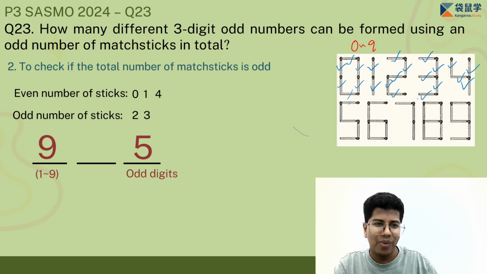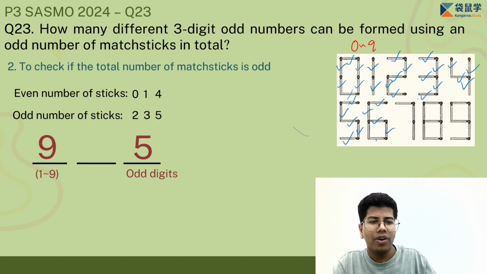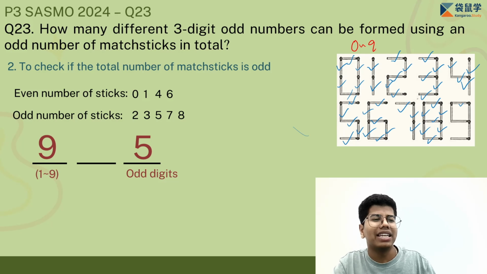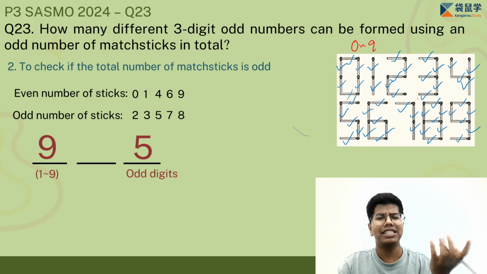Then let's count the next one. 1, 2, 3, 4, 5. Oh, 5 is just an odd number. So let's place 5 at odd. Then let's count for 6. 1, 2, 3, 4, 5 and 6. So even number of matchsticks. Now 7: 1, 2 and 3. Odd number of matchsticks. Now 8: 1, 2, 3, 4, 5, 6, 7. Oh, it's again an odd number of matchsticks. Now let's try for 9. Here 1, 2, 3, 4, 5 and 6. So even number of matchsticks. So what I can understand from here is, the digits with an even number of matchsticks are 0, 1, 4, 6, 9 and the odd ones are 2, 3, 5, 7 and 8.